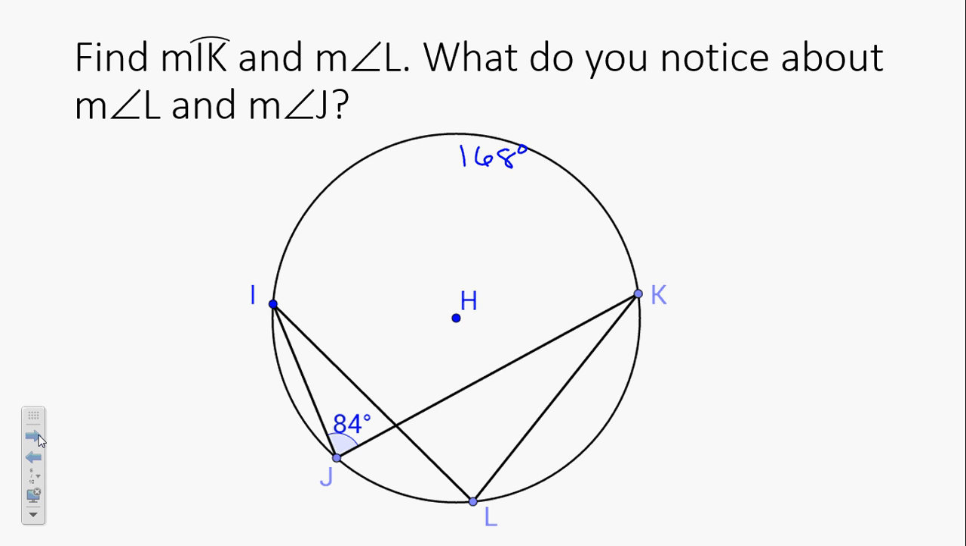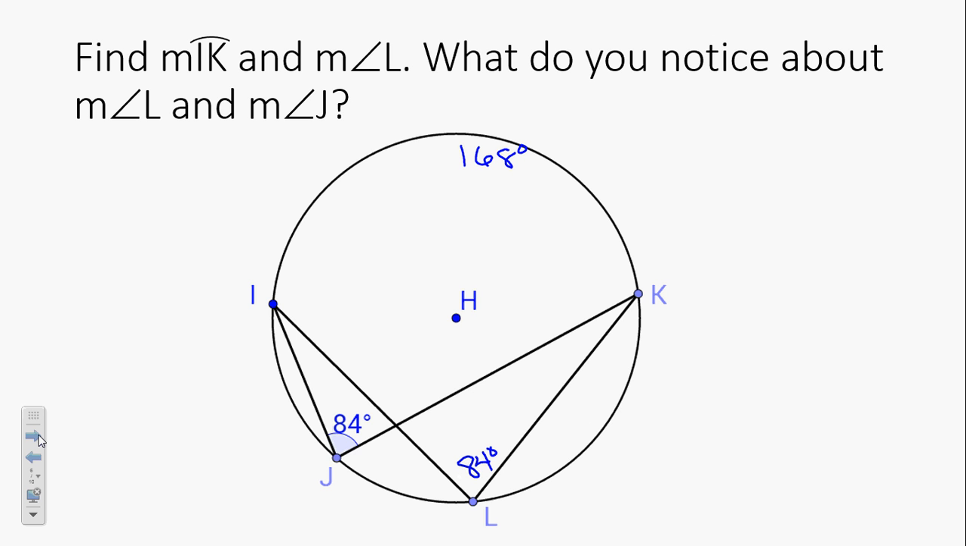That was 84 times 2. We have the angle, we double it to get the arc. Okay? Now, what do you think the measure of angle L is going to be? 84. Why is it 84? Right, it uses that same intercepted arc, right? So we're going to divide by 2 to get the 84.